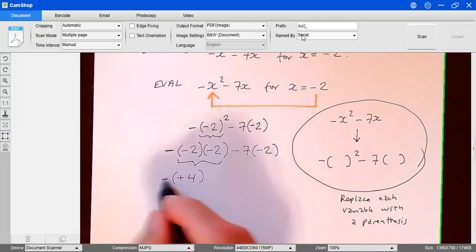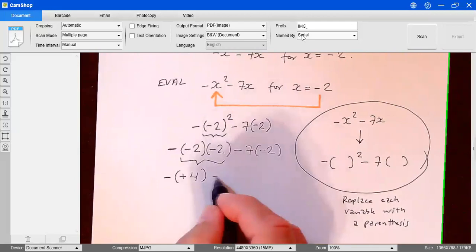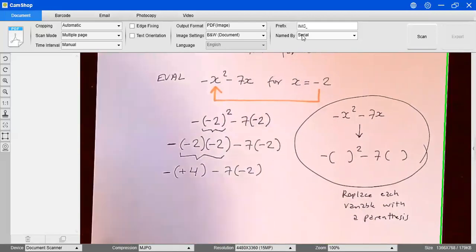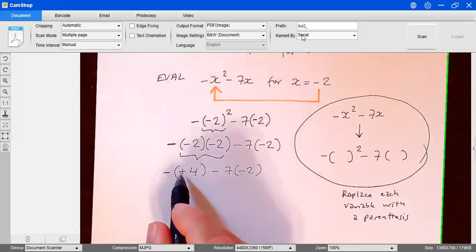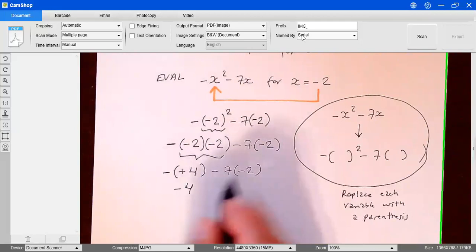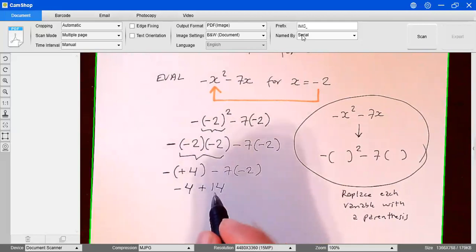And we have a negative sign here. We have negative 7 that multiplies negative 2. Then we proceed with multiplication. So negative times positive is going to be negative 4. Negative times negative is going to be positive. 7 times 2 is going to be 14.